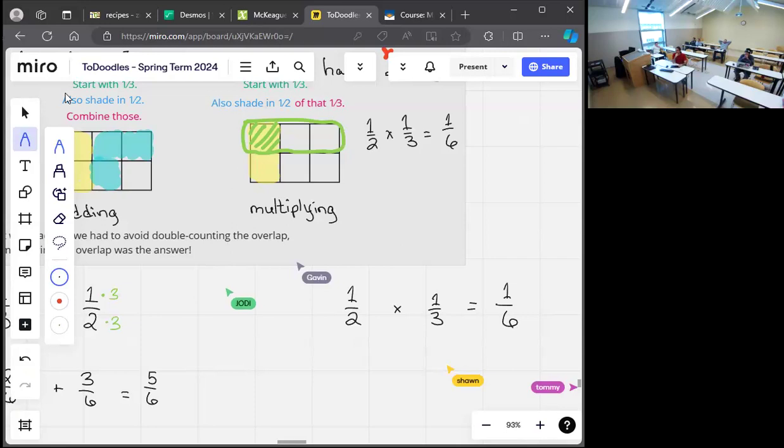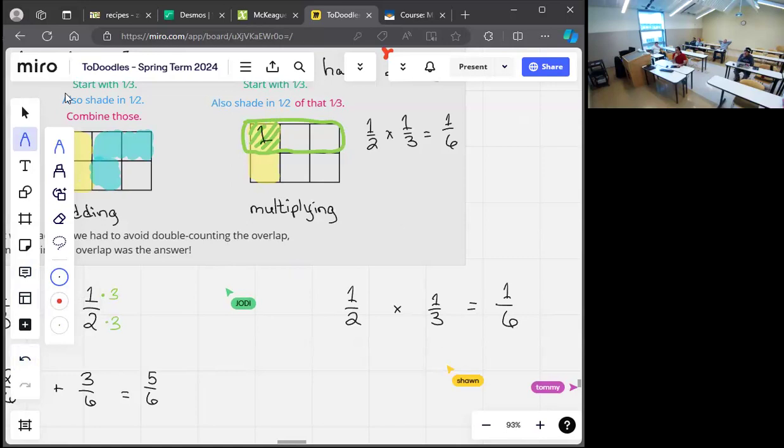We had the half, right? Here was the half that was yellow. And I'm sorry, we had the third. Here was the third that was yellow. I'm saying the wrong thing as I'm talking. And we want half of that, because again, times is of. So how do we take half of that?